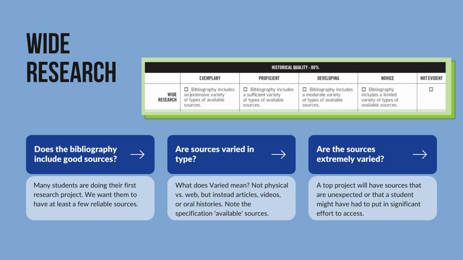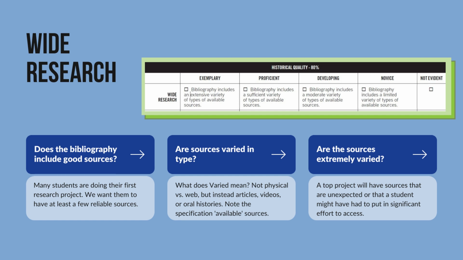When looking at a project for wide research, you will consider these three main questions. First, does the bibliography include good sources? For many students, the History Day contest is their first research project. We want to guide students to reliable places for information. This can be internet sources from the Library of Congress or book sources from their local library or many, many more. You may see students who have cited history.com or Encyclopedia Britannica. These are also important sources that show students a good overview of information and are generally quite reliable.